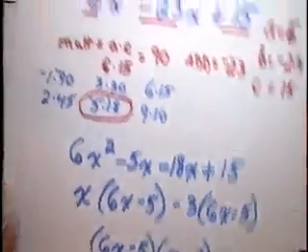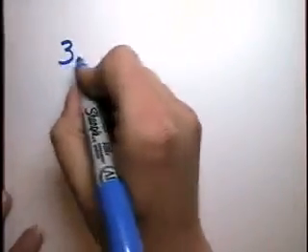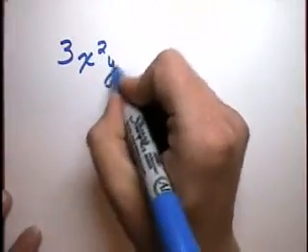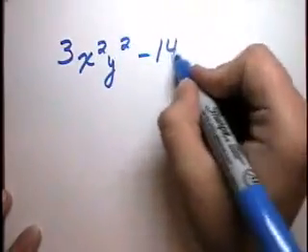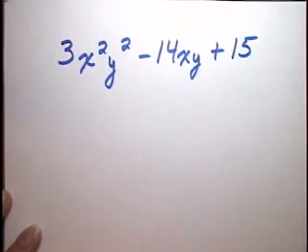Let's look at one more problem. Let's look at one that is a little more complicated with its variables. 3x squared y squared minus 14xy plus 15. The nice thing about this factoring trinomials method is that the method remains the same no matter how complicated your variables or your numbers turn out to be.